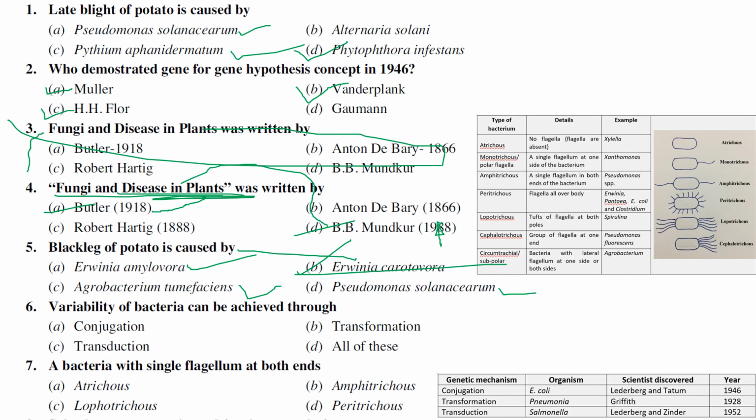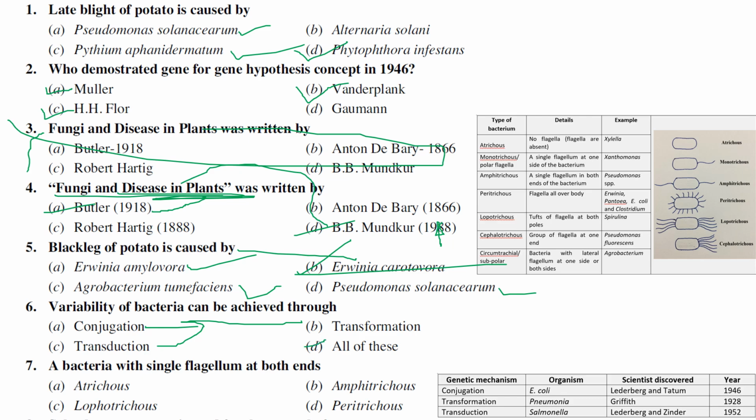So the next one is the variability of bacteria can be achieved through. Variability, in the sense of changes in bacteria, generally can be achieved through conjugation, transformation, transduction. These three are sexual recombination or sexual reproduction types in bacteria. These three can create variations in bacteria. So the answer is all the above.